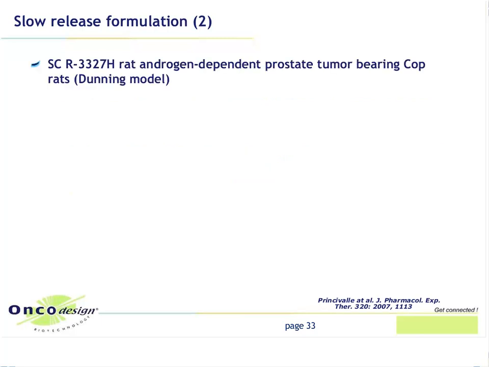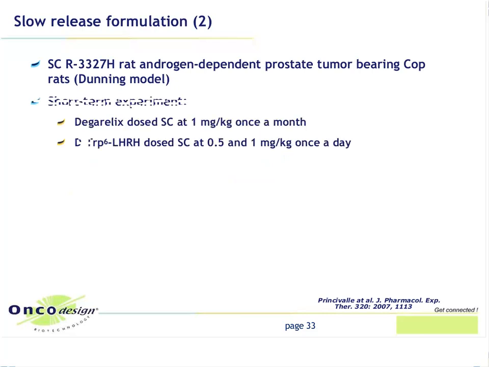We use for this drug a very nice model named R3327H rat androgen-dependent prostate model in Copenhagen rats, and the model is also named the Dunning model. So we performed a short-term experiment during about 1 month, where the drug was dosed subcutaneously at 1 mg/kg once a month, and we use, for comparison purposes, Detripsis dosed subcutaneously at 0.5 and 1 mg/kg once a day.